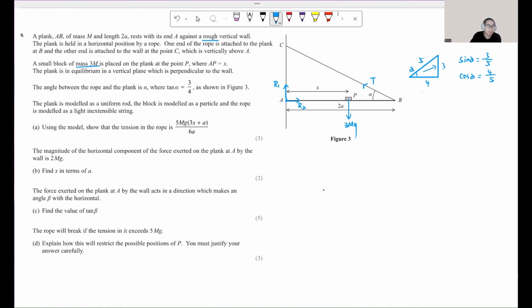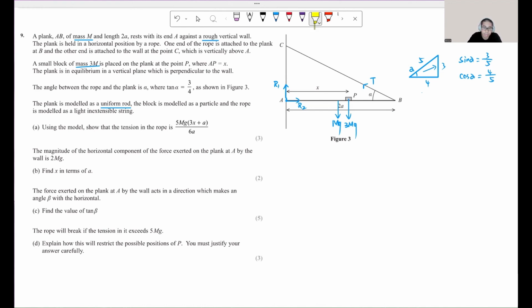And then they tell us the plank is modeled as a uniform rod. If it's a uniform rod, the center of mass is right in the middle. So mg should be right in the middle. Let's label it here, mg. And then the block is modeled as a particle and the rope is modeled as a light inextensible string. So use the model to show that the tension in the rope is 5mg times (3x + a) over 6a. So we're looking for tension.